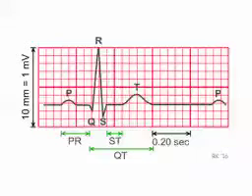There are several intervals which are important as well, namely the PR interval, which is the start of the P wave to the start of the QRS wave, and this represents the atrial depolarization phase of the electrical activity of the heart, and the QT interval, which is the start of the QRS wave to the end of the T wave, and this represents the ventricular depolarization and repolarization phase of the heart.